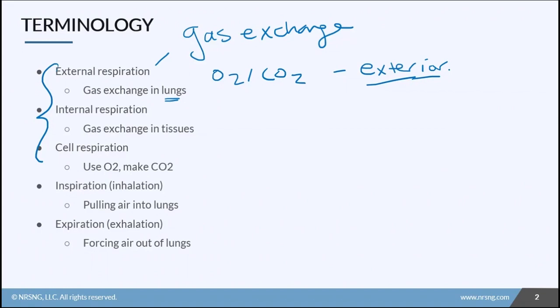So we breathe in the oxygen, we breathe out the carbon dioxide. That exchange process occurs in the lungs. It's called external respiration. We're going to talk about that a little bit more in just a minute. Now, internal respiration is the exchange of gases in the tissue. So again, it's an oxygen-carbon dioxide exchange, but this time it's happening inside, and we're actually putting oxygen into the tissues, and we're pulling CO2 out so it can circulate back to the lungs, and then, of course, do the external respiration part. And then we have cell respiration.